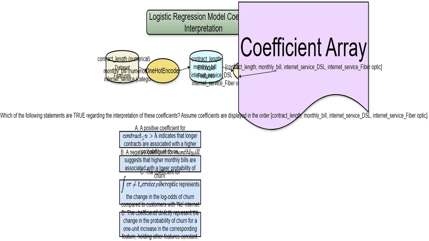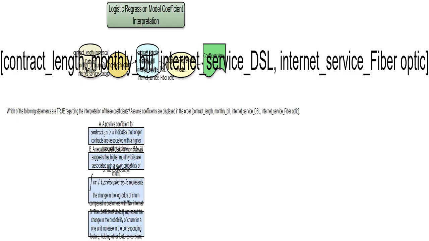I see that this line introduces the concept of a coefficient array. This array holds the numerical values that represent the importance of each feature in predicting customer churn in the logistic regression model. Each number corresponds to a feature, contract_length, monthly_bill, internet service type, etc. This line shows the specific order of features in the coefficient array. Notice how one hot encoding has transformed the categorical variable, internet_service, into two numerical features, internet_service_DSL, and internet_service_fiber optic. The order is crucial for interpreting the coefficients correctly.